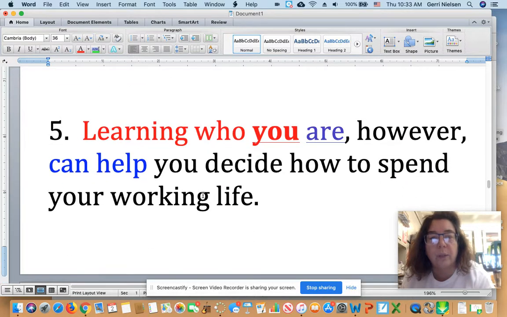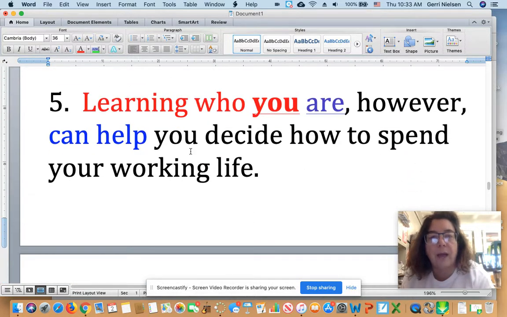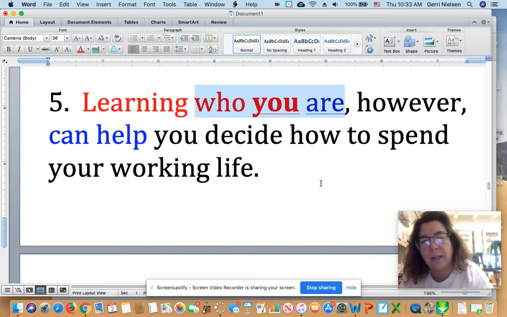Number 5 is really weird and tricky. We've got a blue verb here, can help, and then a red subject here, which has a word that's a little bit different, so I'll explain in a minute what that means. Learning who you are can help is your subject and verb, so that's one main clause right there. But sneaking inside this subject, we have a second clause. This is a dependent clause right here. Who you are is a dependent clause. So we've got a dependent clause, and then we've got an independent clause.